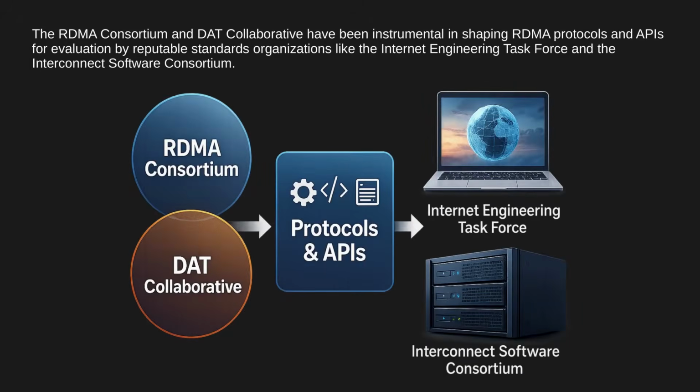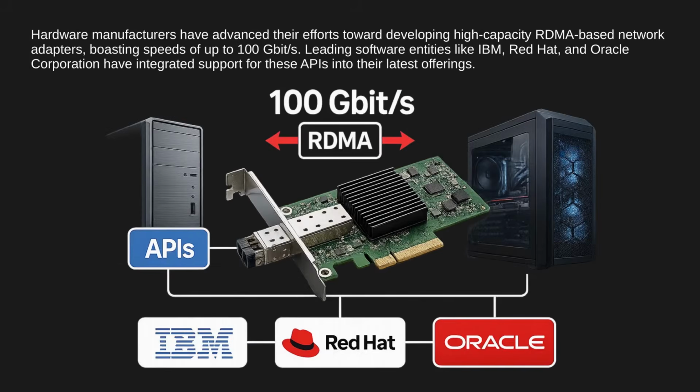The RDMA Consortium and DAT Collaborative have been instrumental in shaping RDMA protocols and APIs for evaluation by reputable standards organizations like the Internet Engineering Task Force and the Interconnect Software Consortium. Hardware manufacturers have advanced their efforts toward developing high-capacity RDMA-based network adapters, boasting speeds of up to 100 Gbps. Leading software entities like IBM, Red Hat, and Oracle Corporation have integrated support for these APIs into their latest offerings.